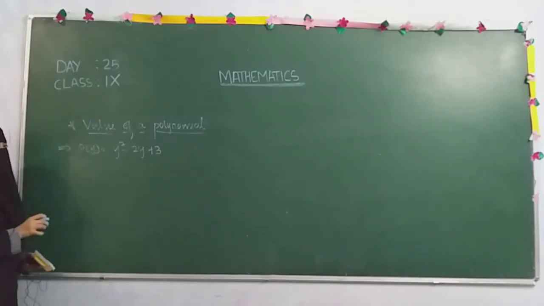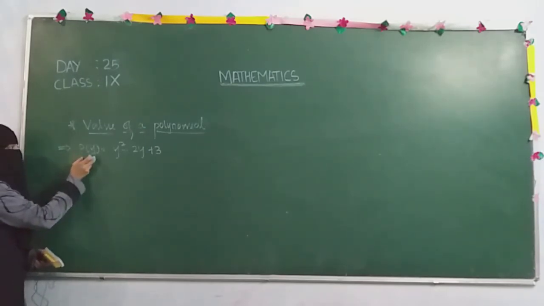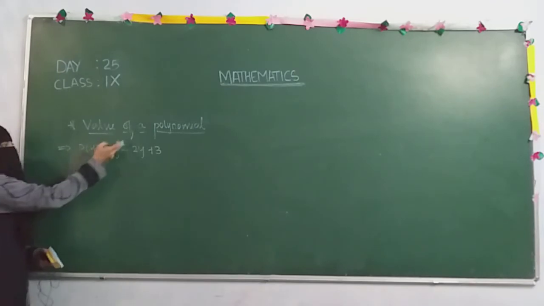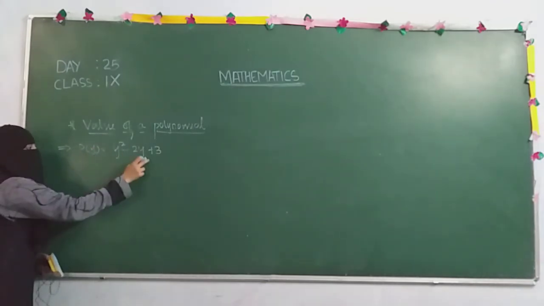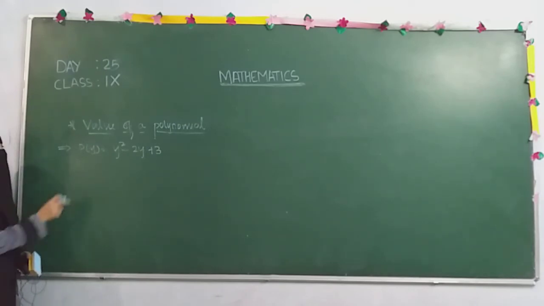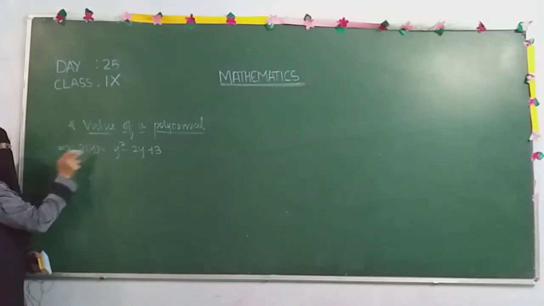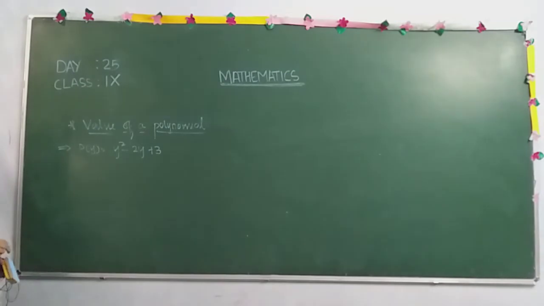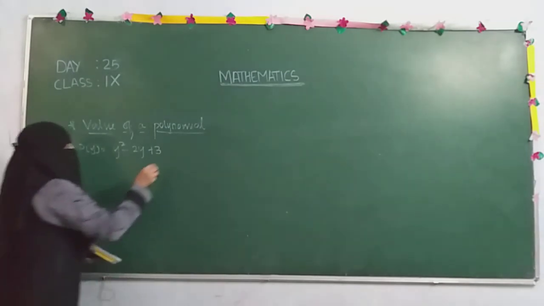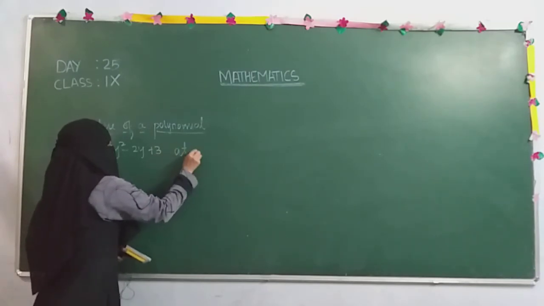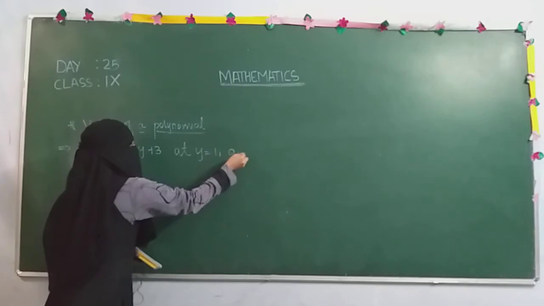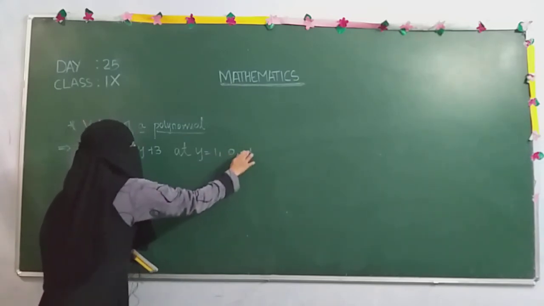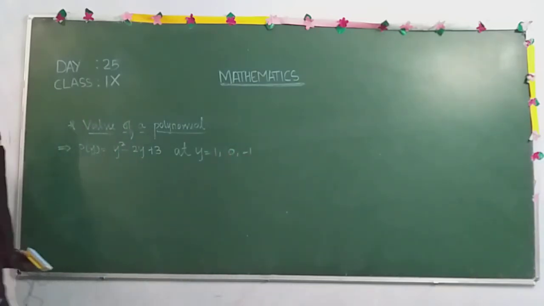P of y, it means that this is a polynomial in variable y, and in this polynomial we have the variable as y. So this is called a polynomial in variable y. The next one, at what point we have to find the value? Okay, they will give in the question at y equals to 1, 0, minus 1. More than these values also they may give.